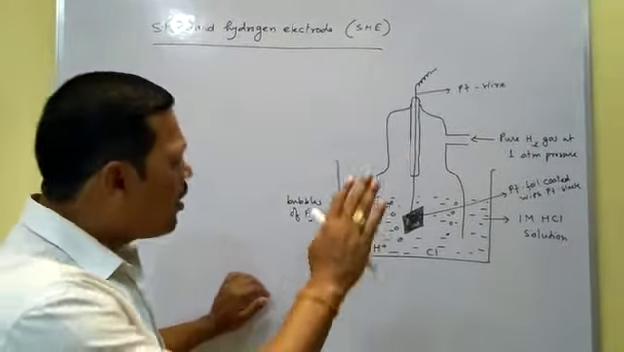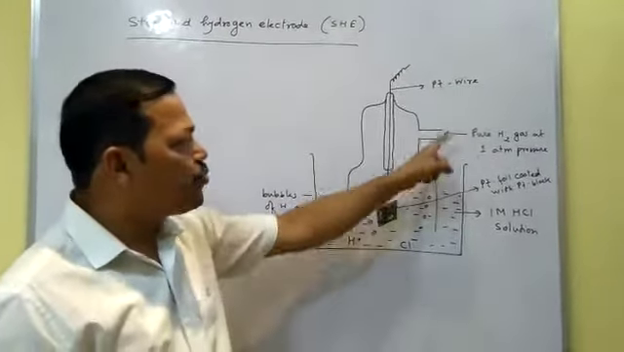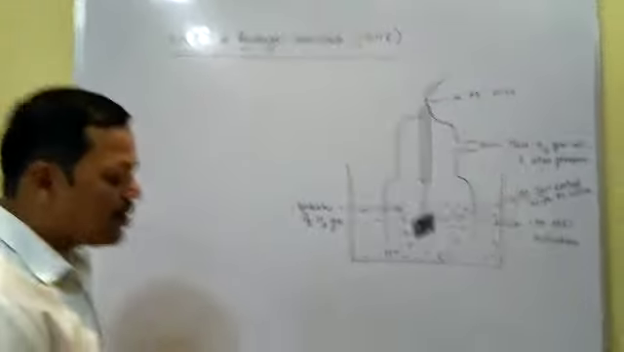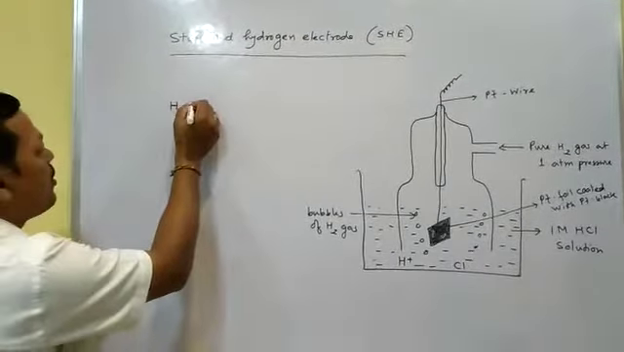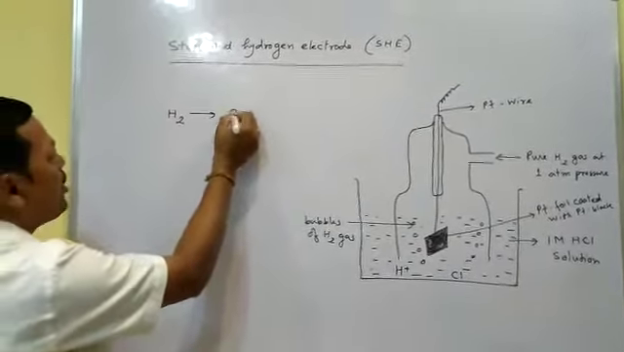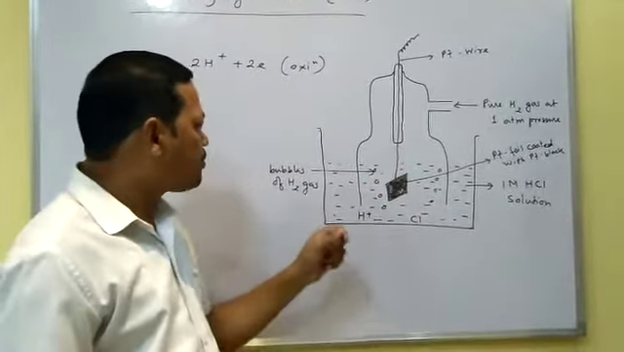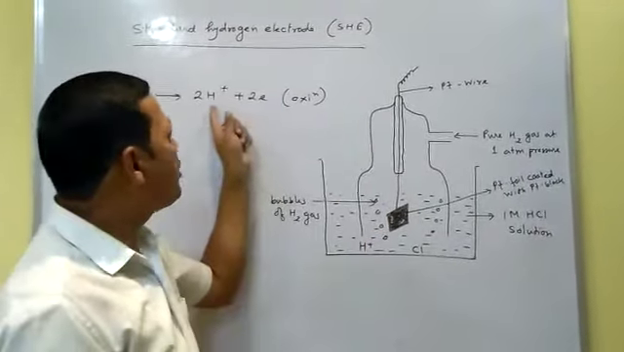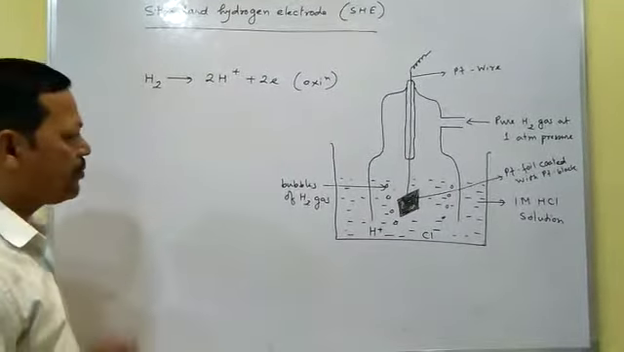Now after constructing this, when hydrogen gas is supplied at 1 atmosphere pressure, when it goes into the solution, the hydrogen gas is converted to H plus ion by loss of 2 electrons. Oxidation takes place here.